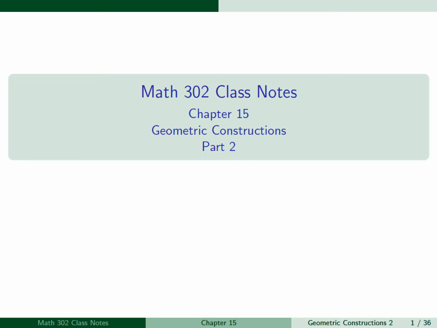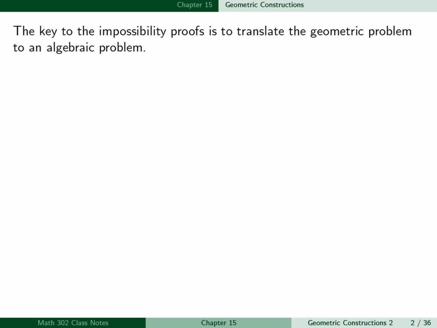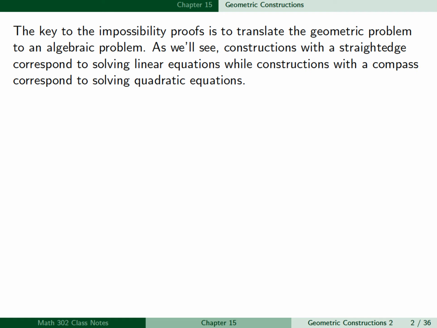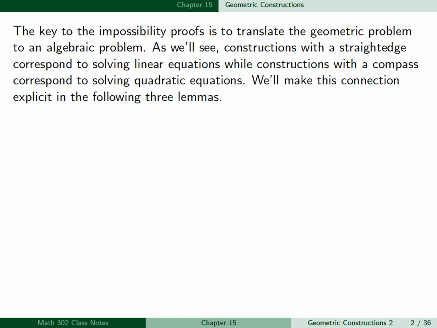This is the video for Part 2 of Chapter 15, Geometric Constructions. The key to the impossibility proofs is to translate the geometric problem to an algebraic problem. As we'll see, constructions with a straight edge correspond to solving linear equations, while constructions with a compass correspond to solving quadratic equations. We'll make this connection explicit in the following three lemmas.